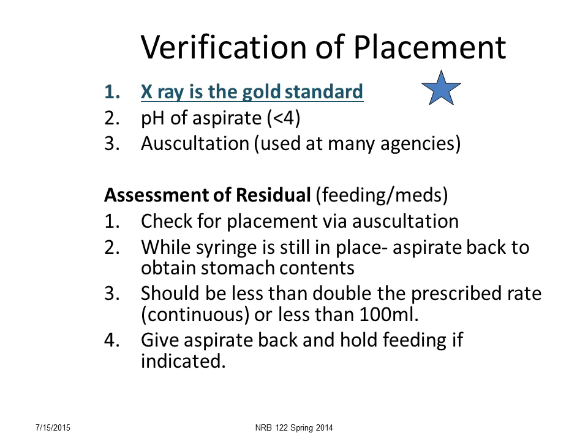The other way to check is to do a pH of the aspirate. We all know from chemistry that pH paper can be used to test how alkaline or acidic something is. We know our stomach is acidic, so therefore if we do a pH of the aspirate, it should be less than 4. That's a pretty good indication that the tube is in the right place. Another way to check is by auscultation, and I'm going to demonstrate this in class. It's still used at many agencies, however, it's not the most effective.